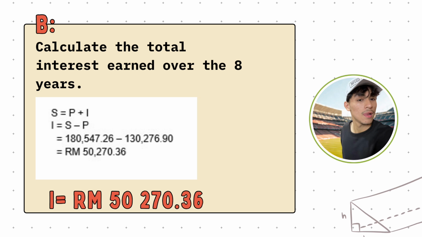Next, we calculate the total interest earned over 8 years. For interest formula, we use I equals S minus P, where 180,547.26 minus 130,276.90 equals 50,270 ringgit Malaysia and 36 cent. So Hakim earned 50,270 ringgit Malaysia and 36 cent in interest from his investment.